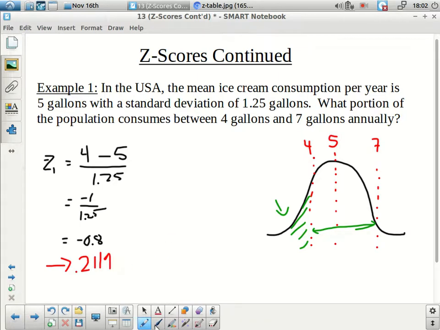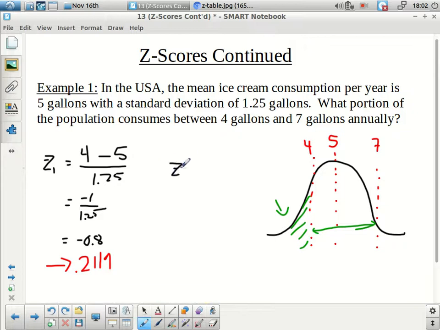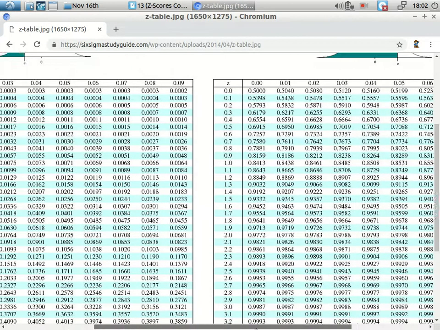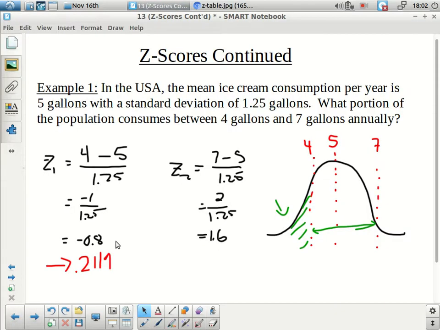Now I'll do the same thing for 7. So Z-score number 2 equals 7 minus 5 over 1¼. So that would be 2 over 1¼, which should be 1.6. We'll go back to the Z-score table and look up 1.6. So that is 0.9452.